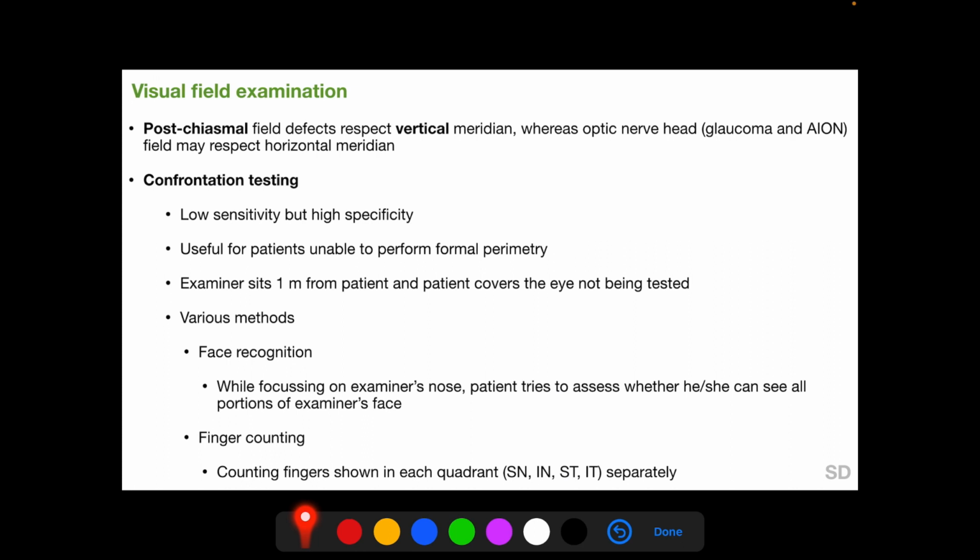We have the face recognition. So while focusing on the examiner's nose, the patient tries to assess whether he or she can see all portions of the examiner's face. Then we have finger counting, counting fingers shown in each quadrant, the superonasal, the inferonasal, the superotemporal and the inferotemporal separately.